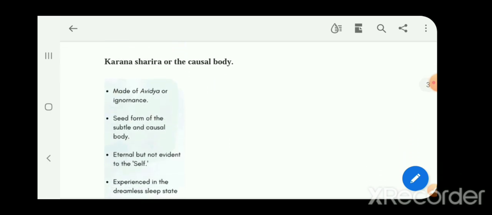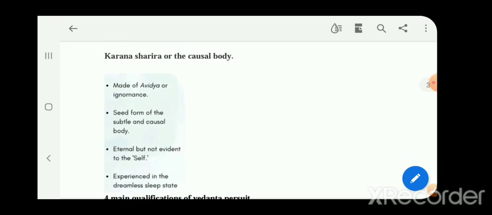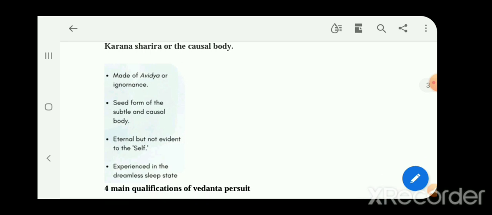And the final one is karana sharira. Karana sharira means the causal body, which is not self-evident, it is eternal, which is the seed form of the subtle and gross body. This karana sharira is made of ignorance. Ignorance is nothing but avidya. This karana sharira can be experienced in a dreamless sleep state, which is not self-evident, which is eternal. So this is about traya sharira.